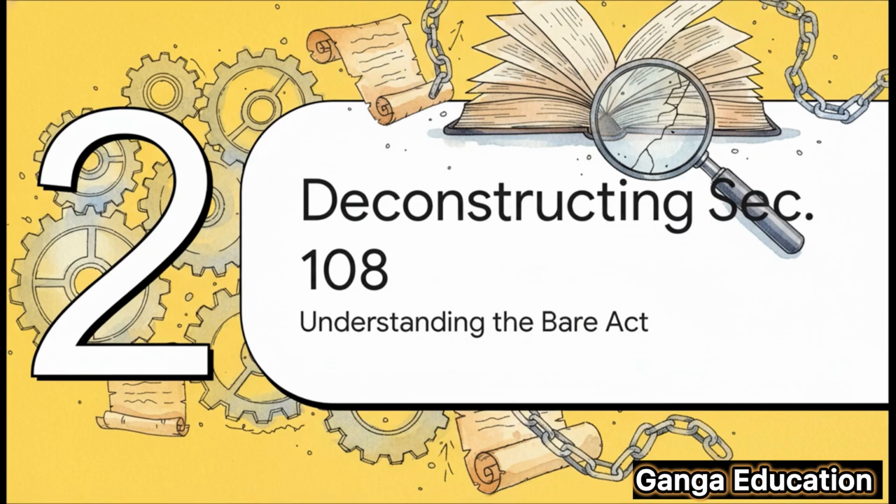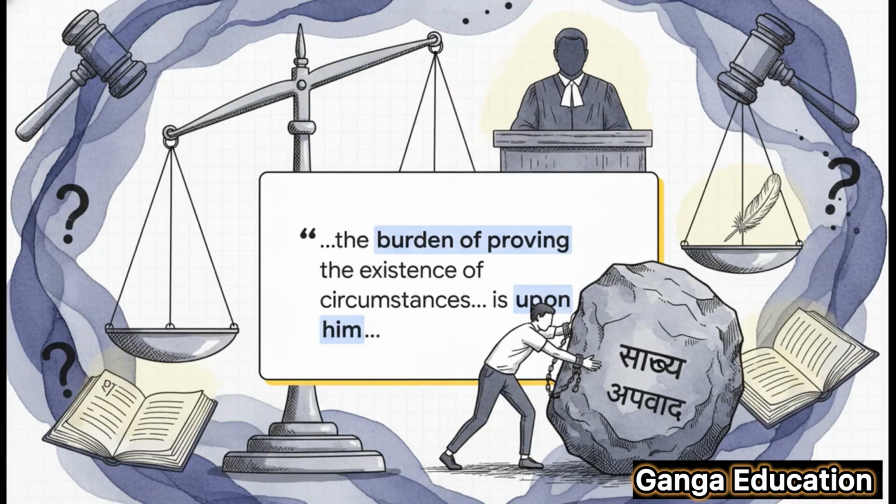Now we're going to really dig into the precise language of Section 108 to understand all of its essential components. The wording here is so precise. It really has two very important parts. First, it states clearly that the burden of proving an exception is upon him, meaning the accused. And second, it says the court shall presume that no such exceptional circumstances exist unless the accused can prove that they do. So the starting point for the court is that there's no exception.